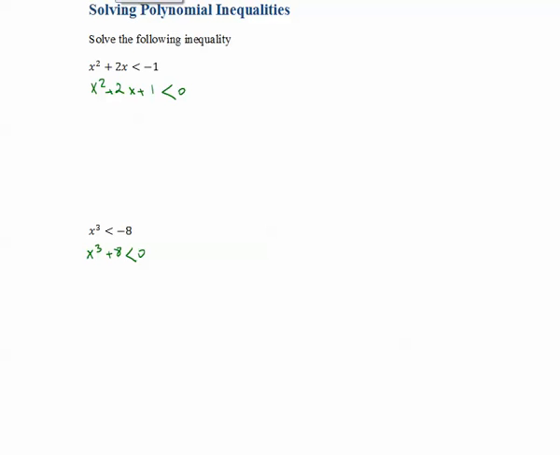Hello, in this video we're gonna try to solve polynomial inequalities. So the first one, we have x squared plus 2x less than -1. First thing we do, we add 1 to both sides. We get x squared plus 2x plus 1 less than 0.